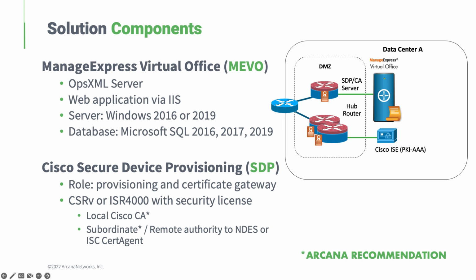The SDP device is a Cisco router. It can be a virtual router, such as a CSR, or it could be a physical router, such as an ISR 4000 series device with a security license. The SDP has two main functions. One is to facilitate that zero-touch provisioning process, and the second is it is your certificate authority. So it manages all the certificates that we'll be using to secure our VPN tunnels.